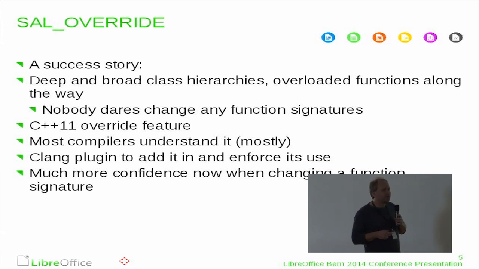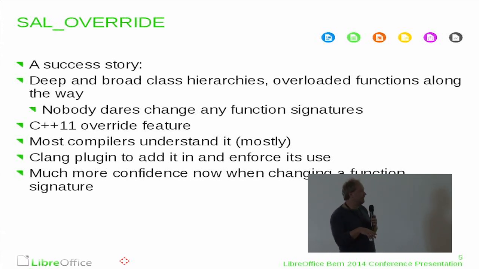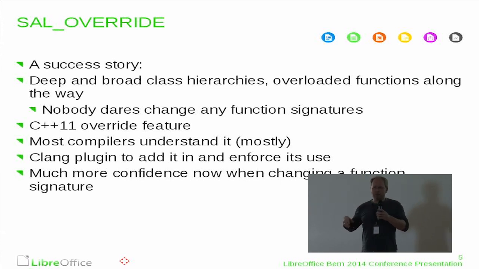To start off with a success story that we had in the LibreOffice code base leveraging the tools that are available to us, is this override feature. So in C++, you can have virtual functions that override other virtual functions declared in the base classes. Originally, C++ didn't give you a clue for a given function declaration in a class whether it was actually intended to override some other one, or whether it was to introduce a genuine new one, maybe with the same name as another one, but with a different set of parameters.